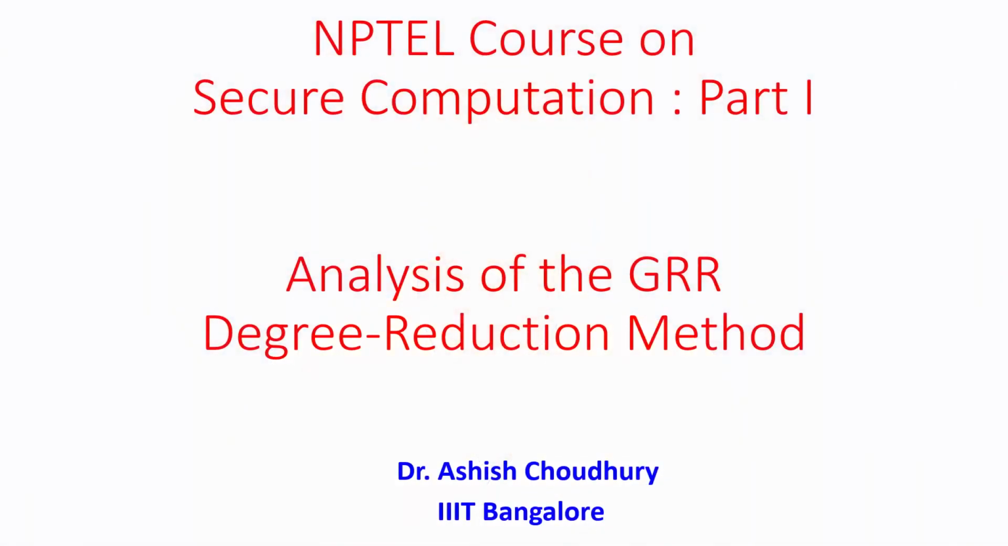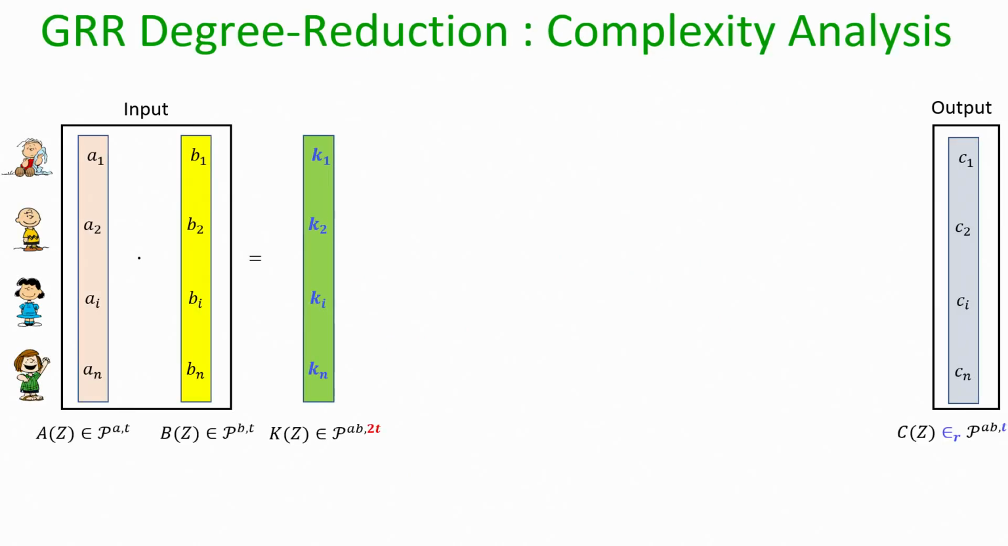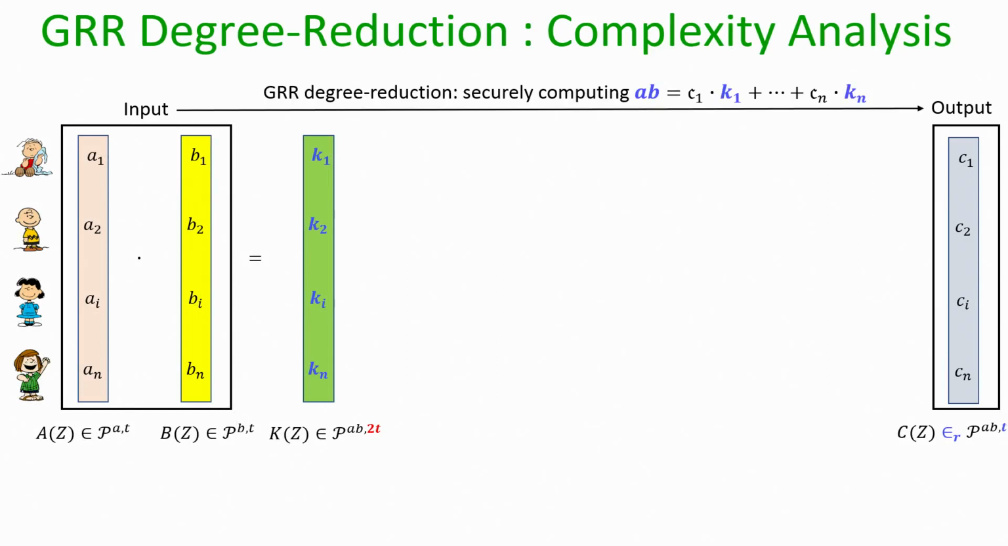So, in this lecture we will see the analysis of the GRR degree reduction method. We will see the complexity analysis as well as the security analysis. Okay. So, this is the summary of the GRR degree reduction method, starting with secret sharing of A and B, which are secret shared through degree T.